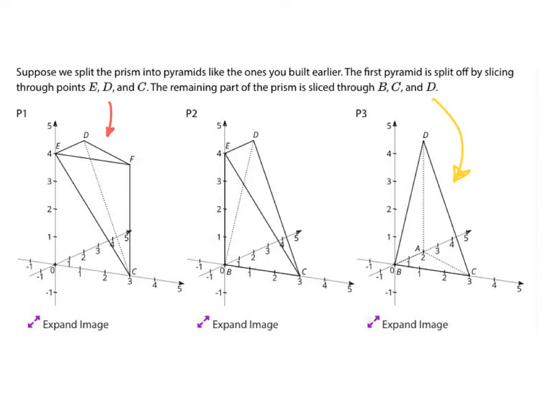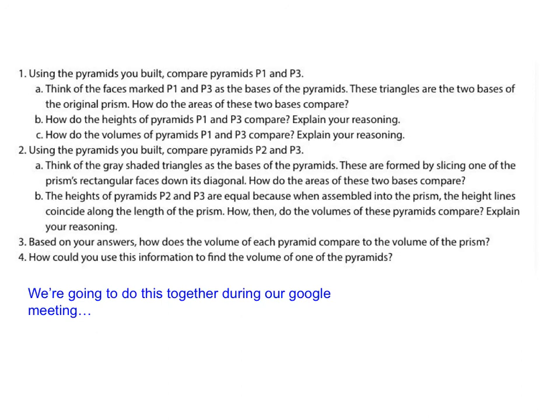Now this is where I think we're just going to have to jump to the end of the lesson. We're going to try to do this together during our Google meeting. So using the pyramids you built, compare pyramids 1 and 3. Think of the faces marked pyramids 1 and 3 as the bases of the pyramids. These triangles are the two bases of the original prism. How do the areas of these two bases compare? The areas of these are equal.